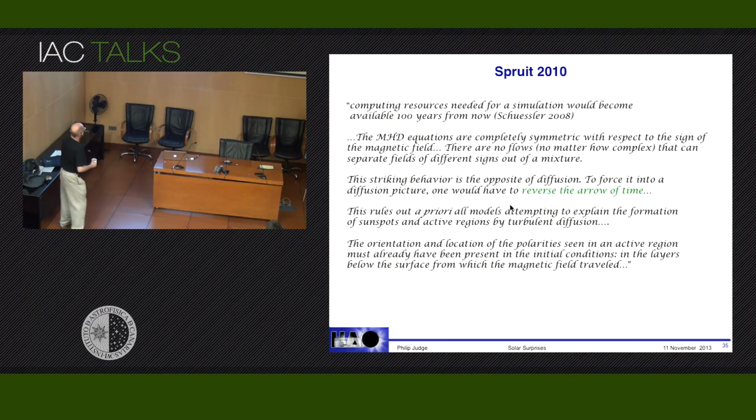And these are just quoting from his paper. And I encourage you to read it because it's interesting, I think. The striking behavior is opposite diffusion. To force it into a diffusion picture, you have to reverse the arrow of time. This rules out a priori all models attempting to explain the formation of sunspots and active regions by turbulent diffusion. The orientation and location of polarities seen in active regions must already have been present in the initial conditions in the layers below the surface from which the magnetic field traveled.